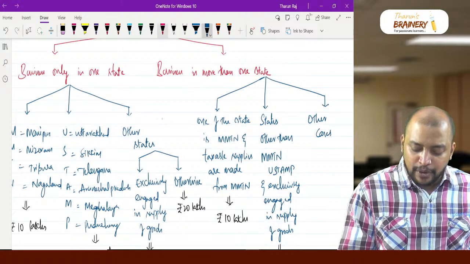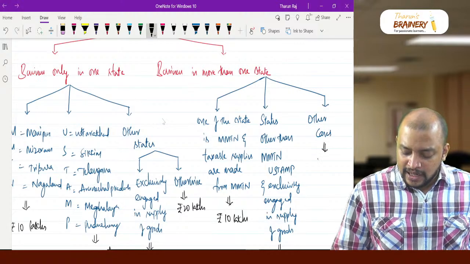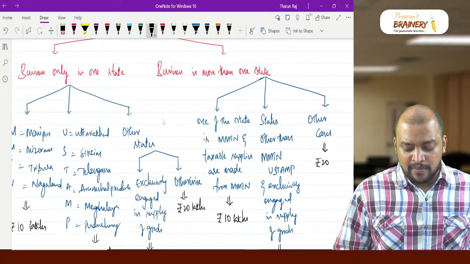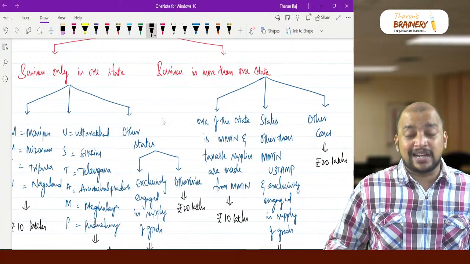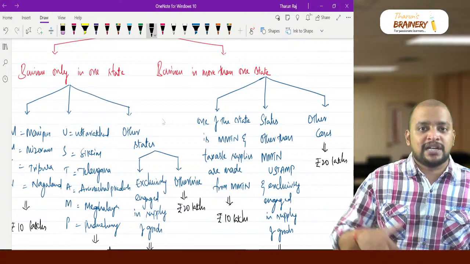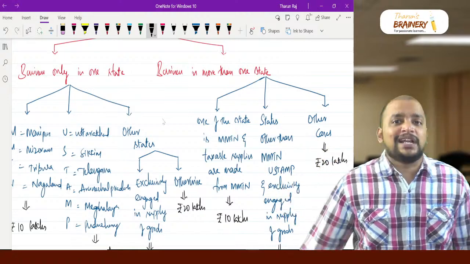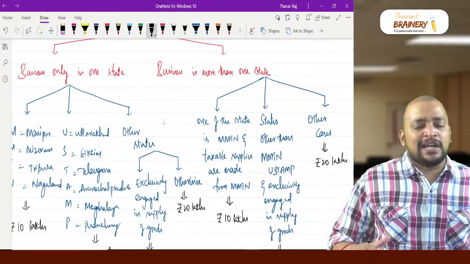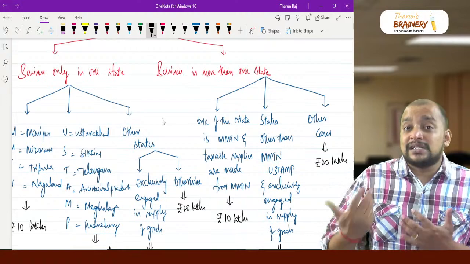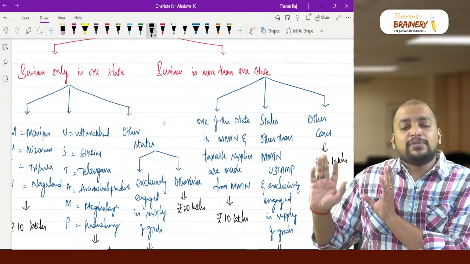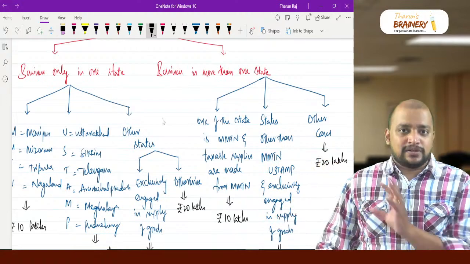Now, it is important to note here that you are doing business in MMTN, but you are not making taxable supplies from MMTN. Then the applicable limit will be automatically 20 lakhs. Okay.